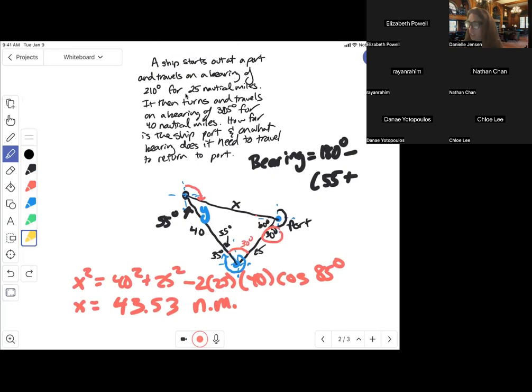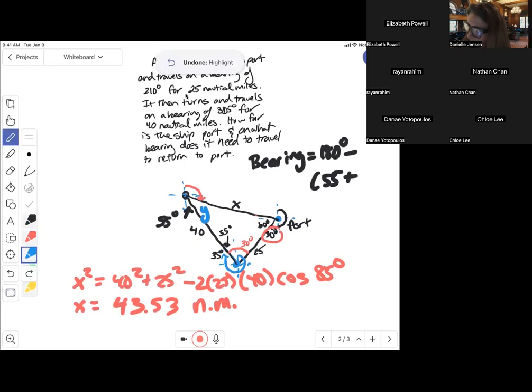I've got to use the law of sines. 100%, I would do law of sines. That's exactly right. Let's do law of sines. And this is so typical, now that we've done law of sines and law of cosines and working with non-right triangles, this is a very typical problem.